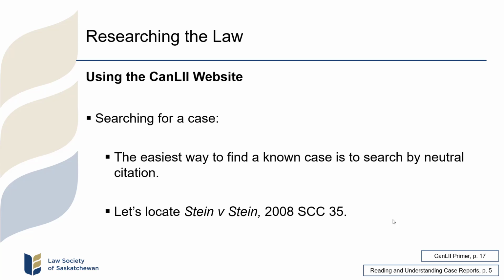Let's start by learning how to search for a particular case on CanLII. Let's try to find a case called Stein versus Stein, 2008 SCC 35. Based on the citation, we know this is a 2008 decision from the Supreme Court of Canada between two parties named Stein. The best way to find a known case is to search by the neutral citation. However, you can also search by the names of the parties.